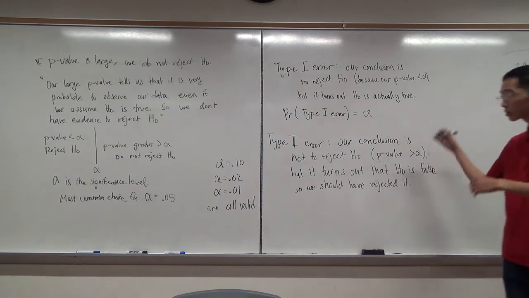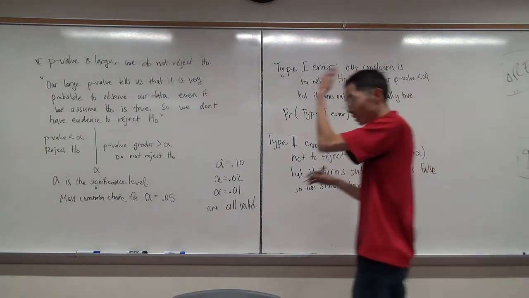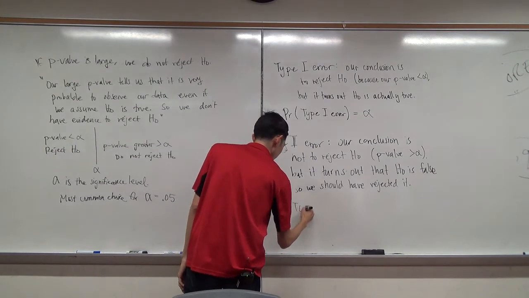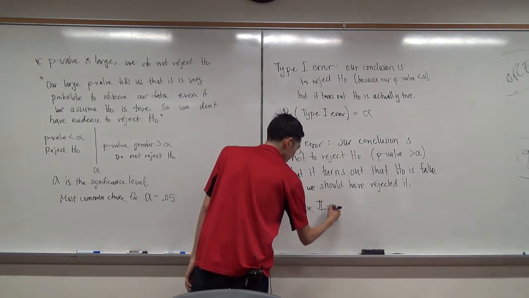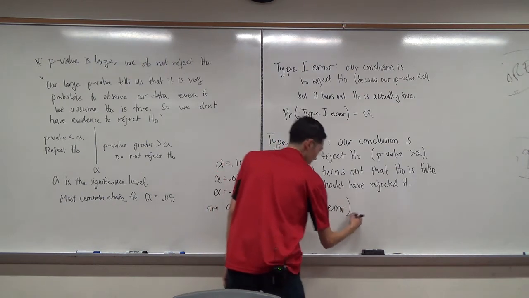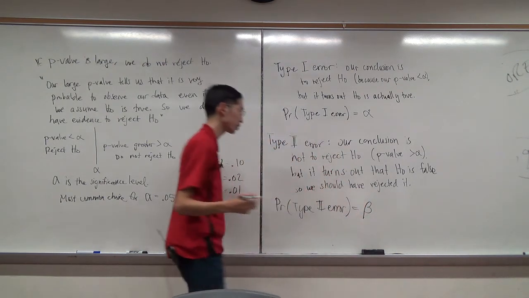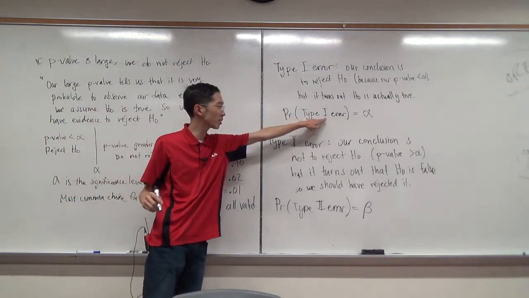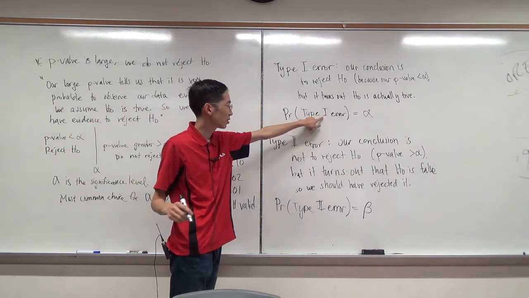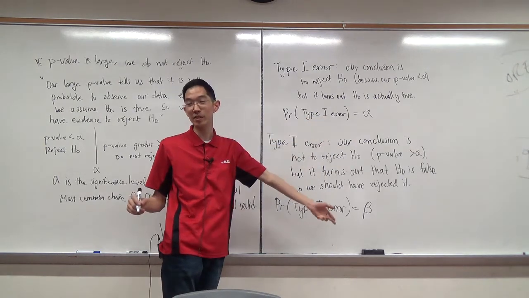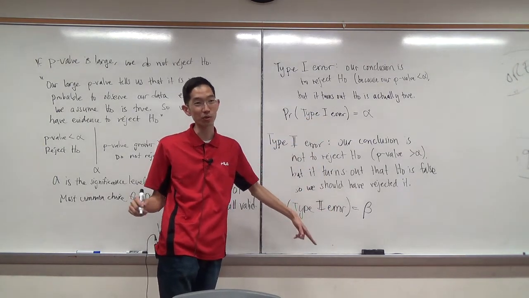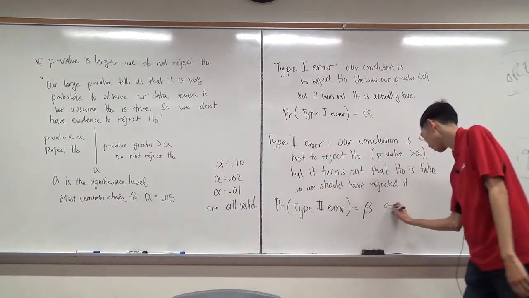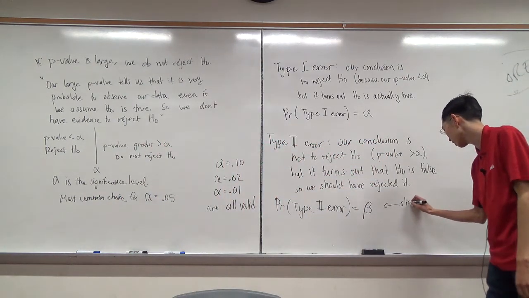The probability of a type 2 error is a little bit more complicated to calculate, but we give it a symbol anyway. The probability of a type 2 error is beta. Alpha is the first letter of the Greek alphabet, so it goes with type 1. Beta is the second letter, so it goes with type 2. The calculation is slightly complicated.